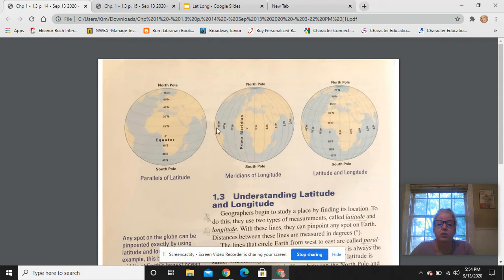Longitude lines to the west of the prime meridian are west longitude. So this line here would be 15 degrees west longitude. Lines east of the prime meridian are east longitude. So this line here would be 30 degrees east longitude.